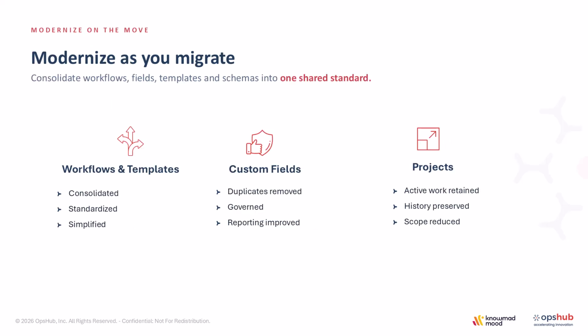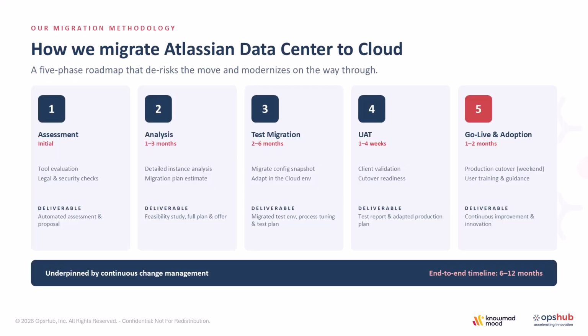Okay, so what do you have to do? You have to modernize, review the workflows, the templates, the fields, the projects. How are you organized? Which kind of departments, user roles, all these kinds of things? This is the moment to really review them and start working with them. Next one. This is the way we work.